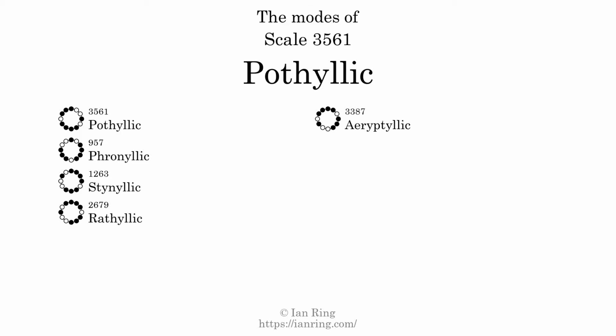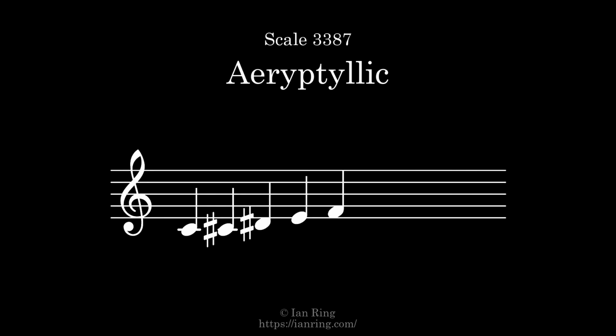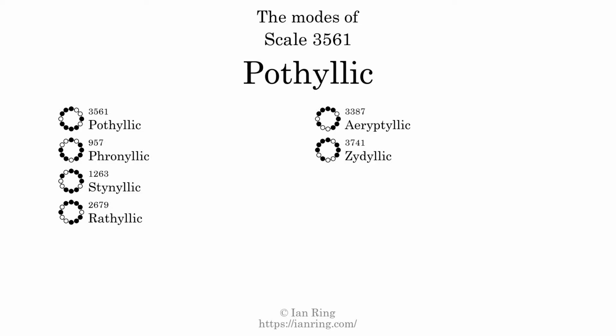The fifth mode is scale 3387, also known as Pothyllic. It sounds like this. The sixth mode is scale 3741, also known as Pothyllic. It sounds like this.